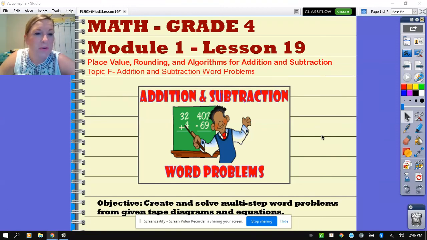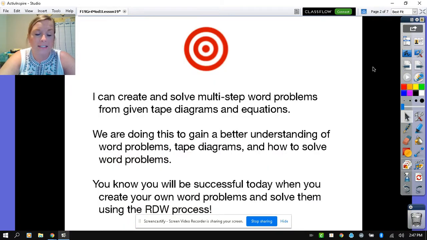Hi, friends. I hope you guys are so ready to put on your dancing shoes because today's the last day of Module 1. So a little party to celebrate. So today we finish up Topic F, addition and subtraction word problems. And today's lesson is going to look a little different than what we've been doing the past few days. So we're going to go ahead and get started.